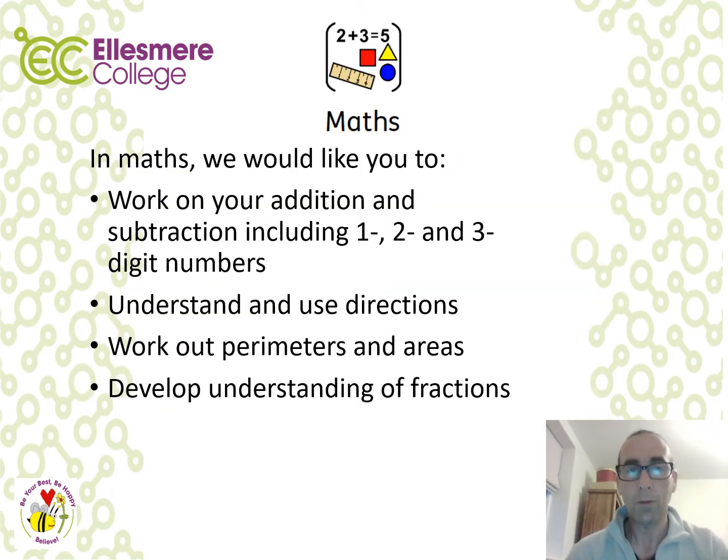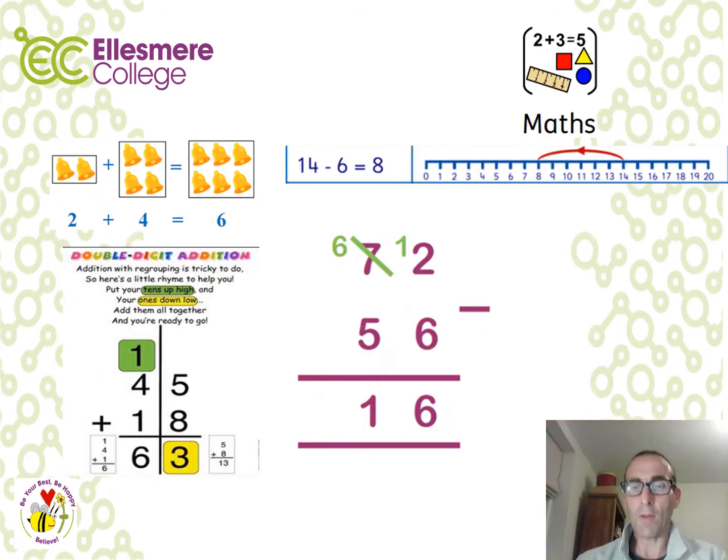In maths, we would like you to work on your addition and subtraction, including 1, 2 and 3 digit numbers, understand and use directions, work out perimeters and area, and develop your understanding of fractions. The first 2 lessons of maths will look at addition and subtraction. We'll be starting with some very simple addition sums, such as here where we have 2 add 4, which gives us 1, 2, 3, 4, 5, 6.